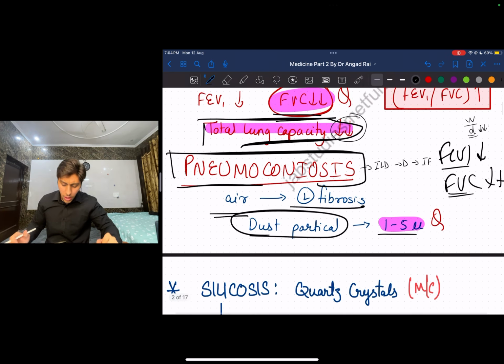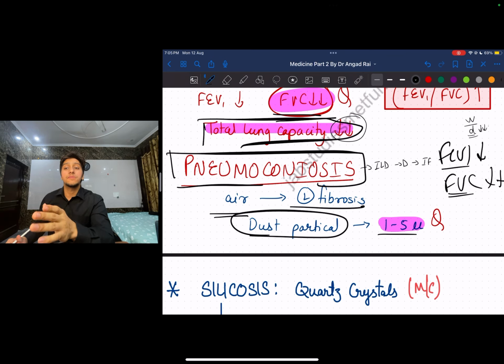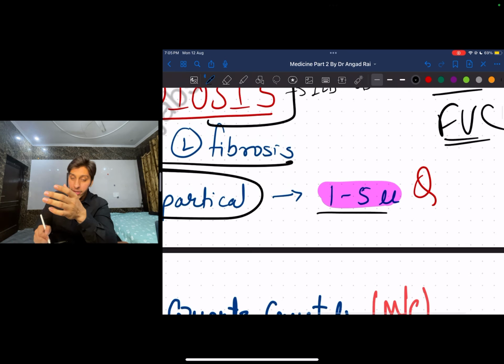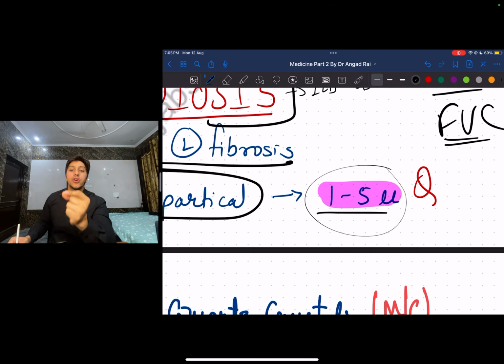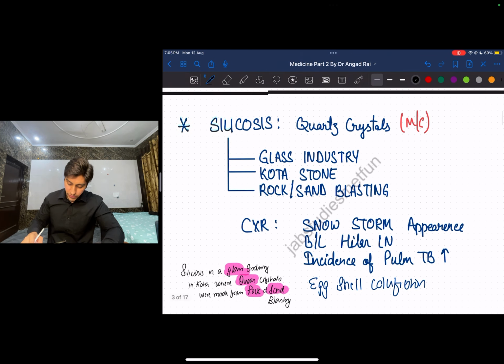What is there in restrictive lung disease is known as pneumoconiosis. What is pneumoconiosis, guys? It is nothing but an interstitial lung disease which is caused because of dust, due to which you will have interstitial fibrosis. Pneumoconiosis is an interstitial lung disease caused by dust, and the size of the particle will be around 1 to 5 microns, and thereby it is going to cause interstitial fibrosis.